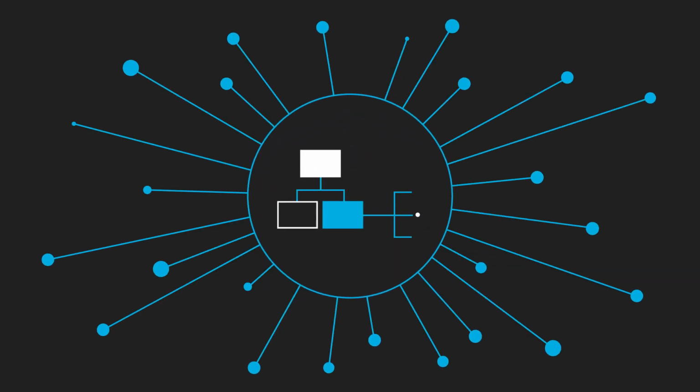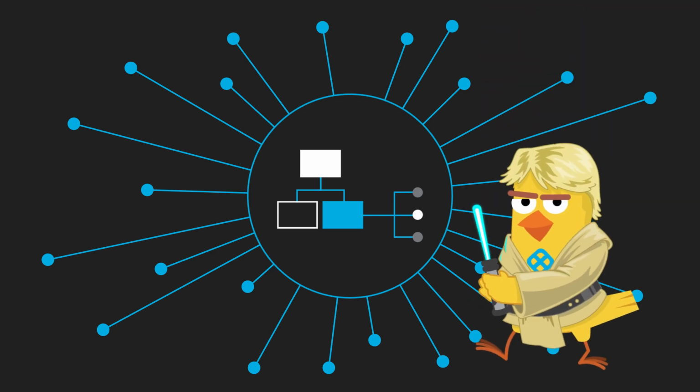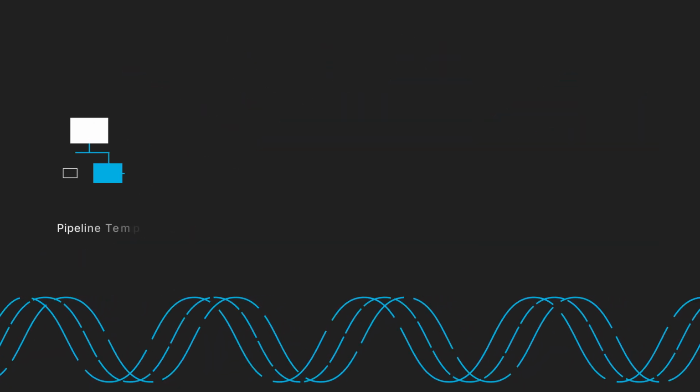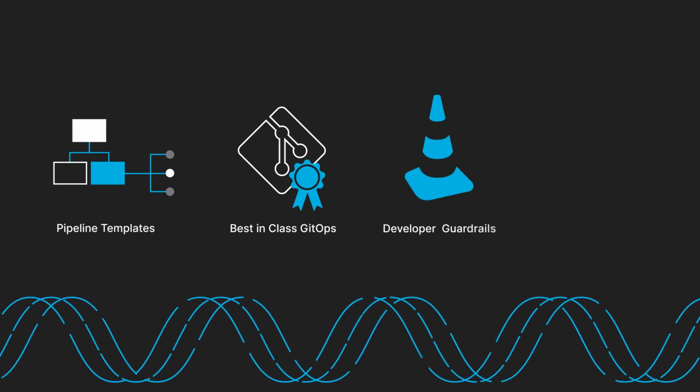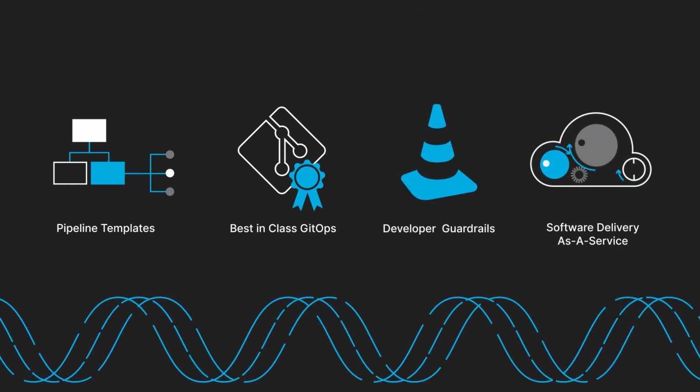What if you could make software delivery consistent, safe, and repeatable for hundreds or thousands of teams in your organizations, and not just the one or two teams who have Jedi or superhero powers? What if you could templatize pipelines, manage them in Git, and empower developers with guardrails and a fully managed service?